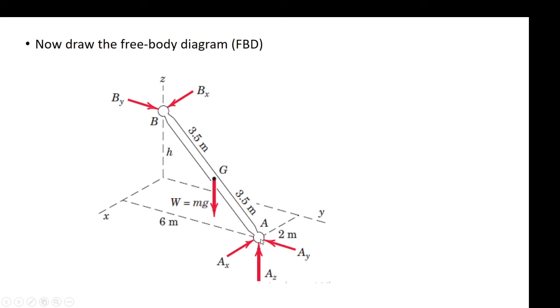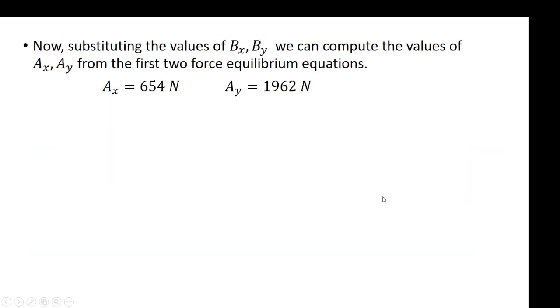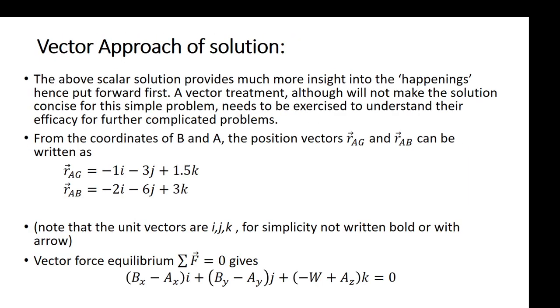Because if you are sitting here at the point A, the components Ax, Ay, and Az will not bother you about any moment reaction. I am talking about the moment about A. So now you can express the equations vectorially also if you carefully define these position vectors. Mind that these position vectors are from coordinates, and you need to take care of that. Also the unit vectors are ijk. For simplicity, I have not put any overbar.